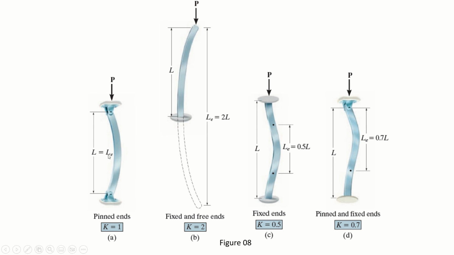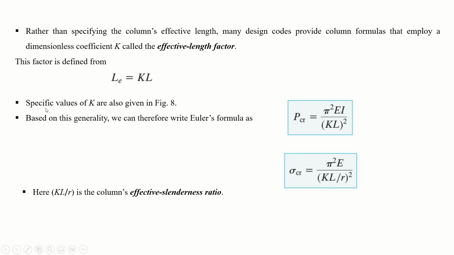So in this case, effective length will be equal to 10 into 1, 10. Here the effective length will be equal to 10 into 2, 20. So here length is 10, here length is 20, here length is 5, and here length is 7. So the effective length will now be used in the formulas. Specific values of K are also given in the previous figure.